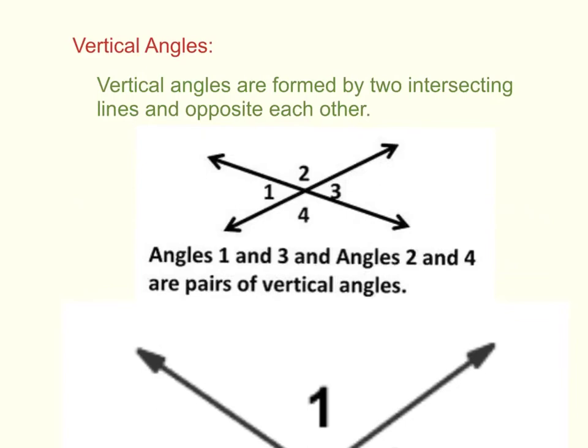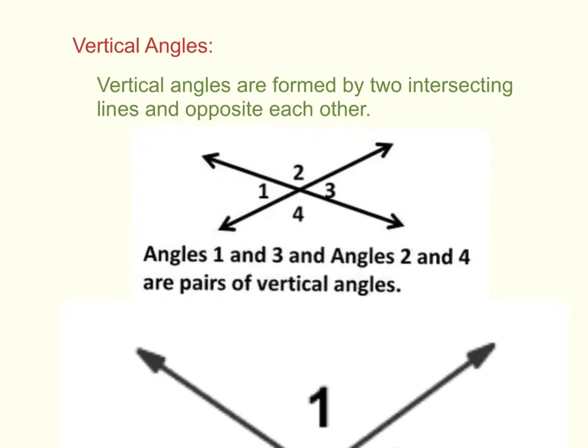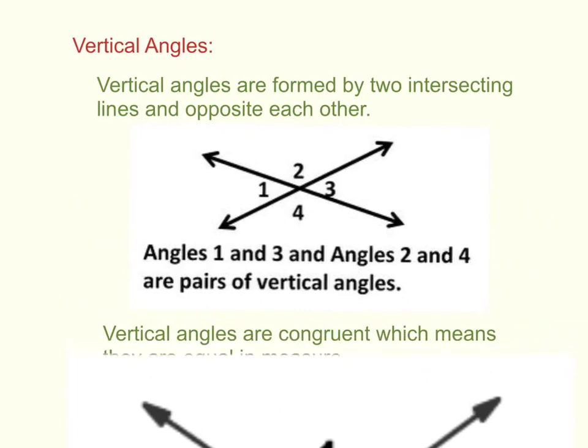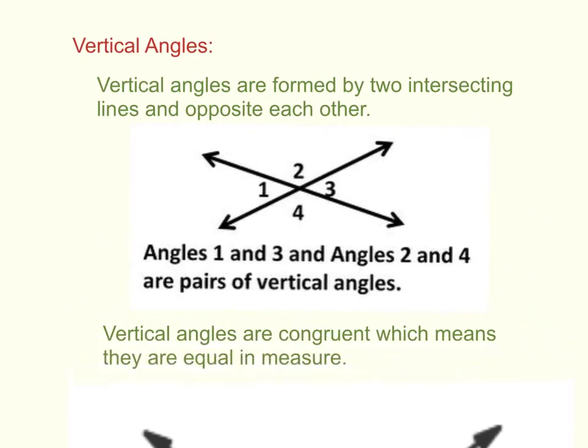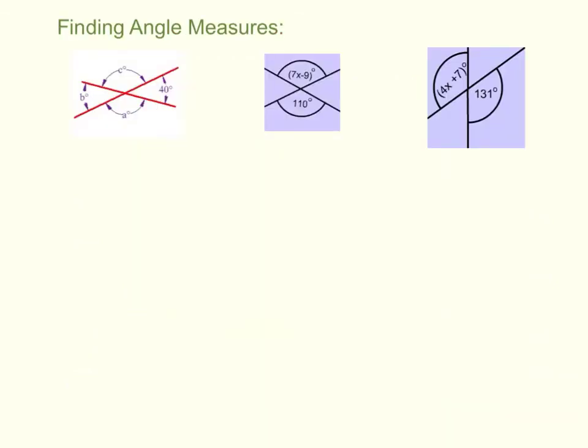There's one more thing that we need to know about vertical angles. Vertical angles are congruent, which means they are equal in measure. Please take a moment to pause this video and record the statement in your notes. Now we can use what we know about vertical angles to determine the measure of other angles.